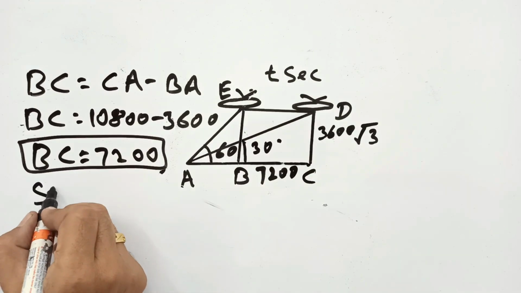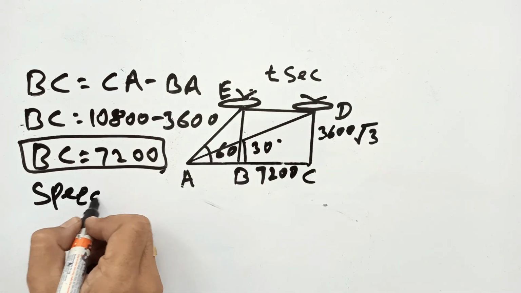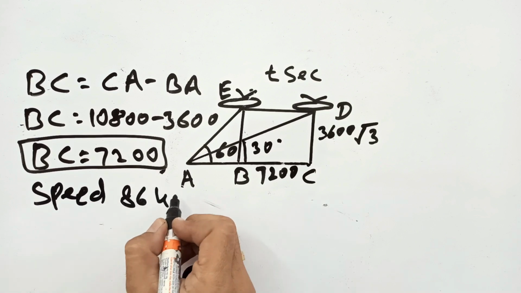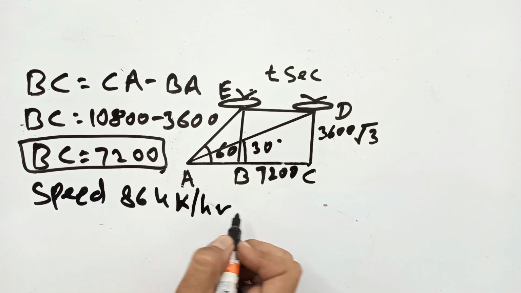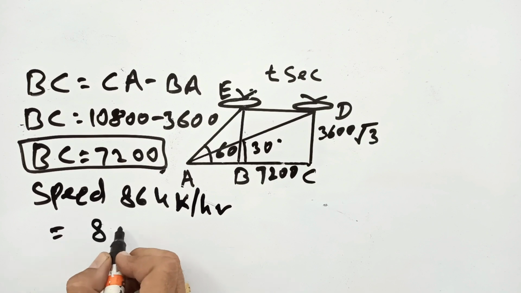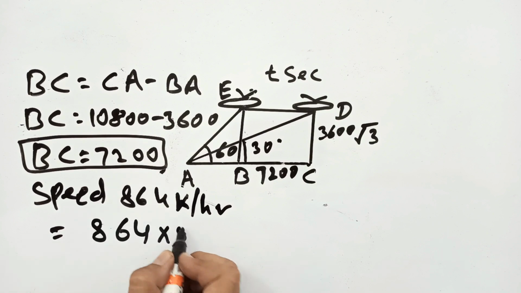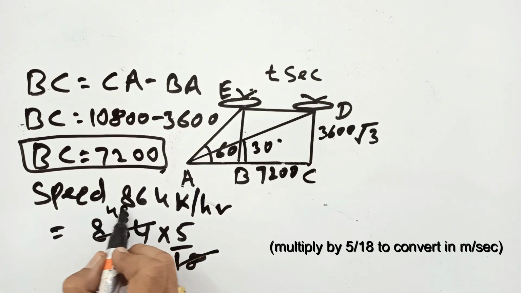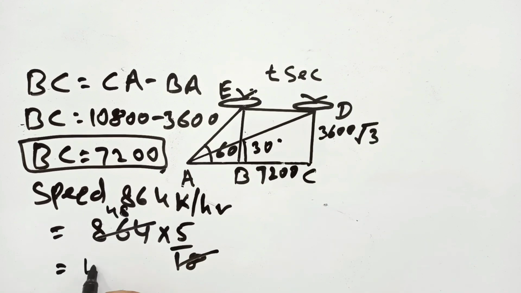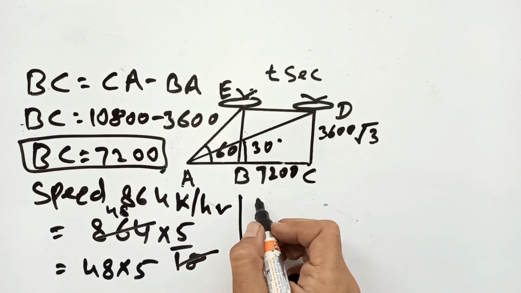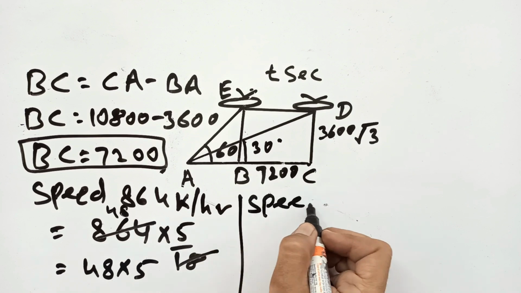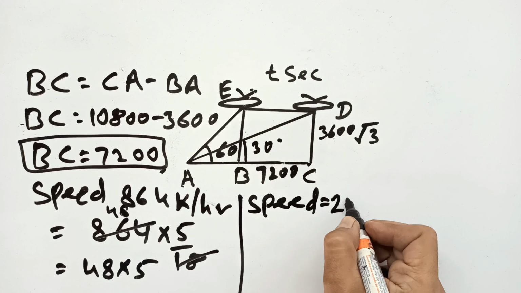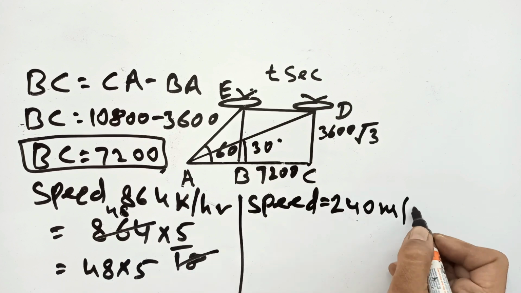Now students, speed of the aeroplane is given in kilometer per hour, 864 kilometer per hour. So let us change it into meter per second by multiplying by 5 by 18. This will cancel, 4 times, 8 times, into 5. So speed in meter per second is 240 meter per second.